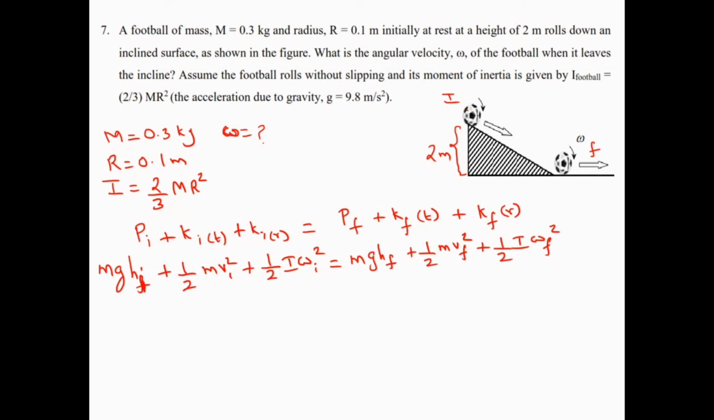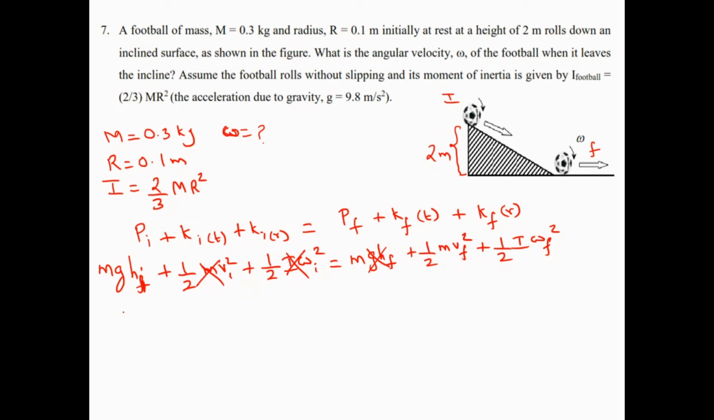Now, when the ball is at the height, you have the maximum potential energy. But when the ball comes down, what is the height? Because there is no height, this term will be gone, right? And also, when the ball is in the initial position, its linear speed as well as the angular speed is zero. So these two terms will be gone. Anything multiplied by zero, because the initial speed as well as the initial angular speed is zero, so these two terms will be gone.